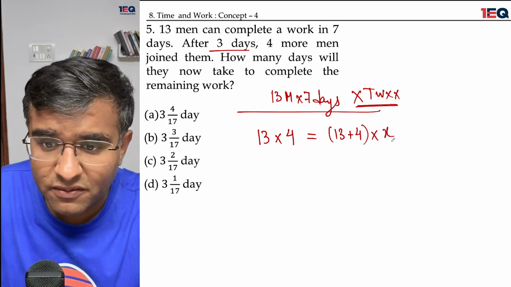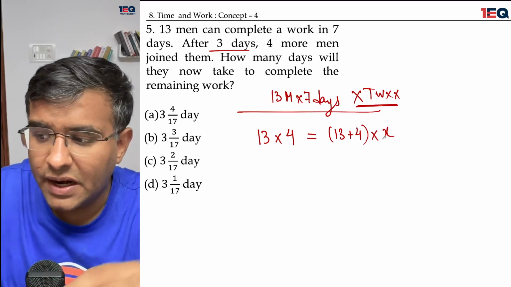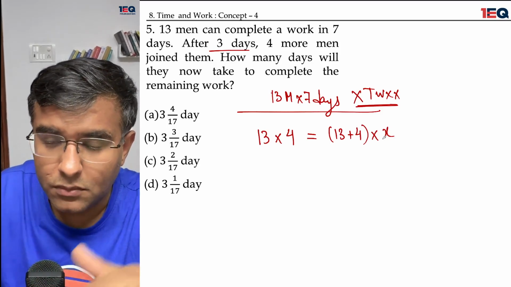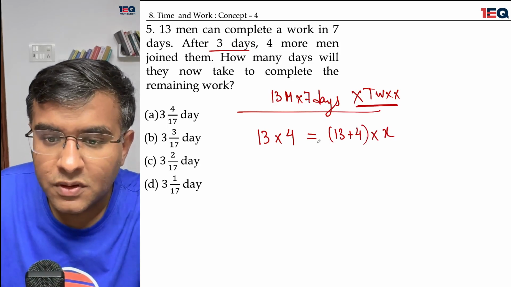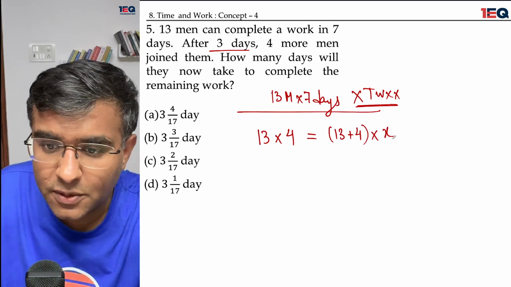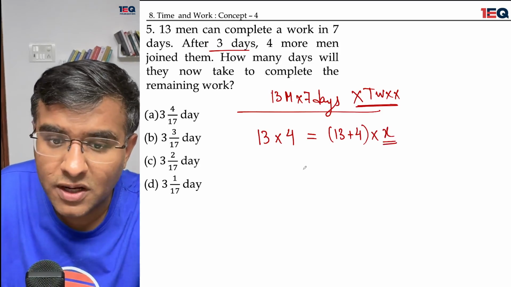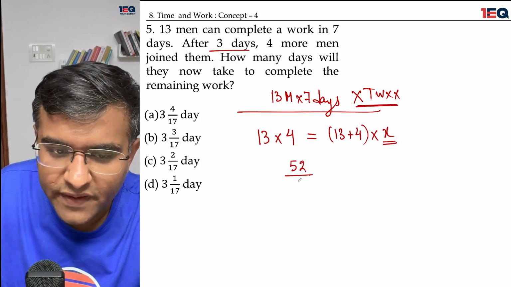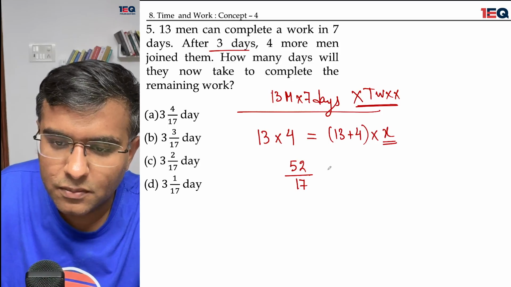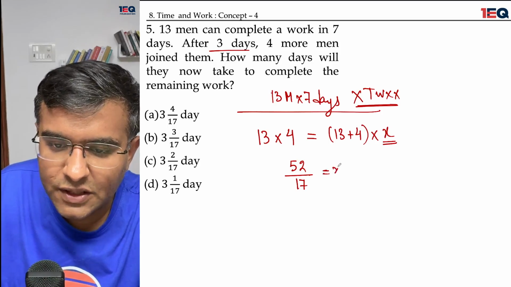4 additional men will help to reduce the workload, and they might get the work finished sooner. So the remaining work can be done in how many days is the question, which is equal to X that I'm talking about. 13 fours are 52. 52 divided by 17. This is the value of X.